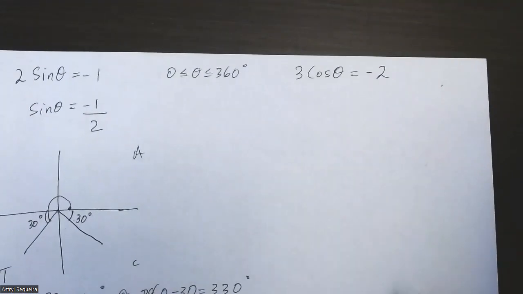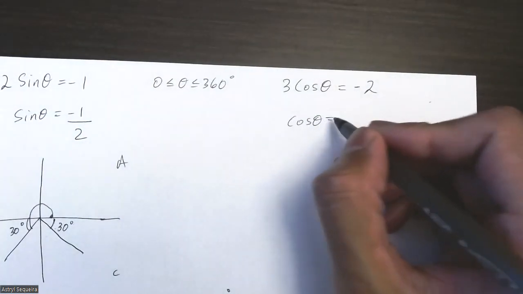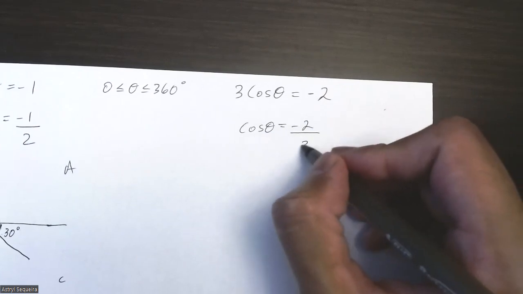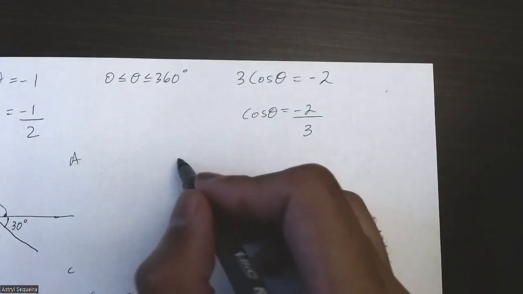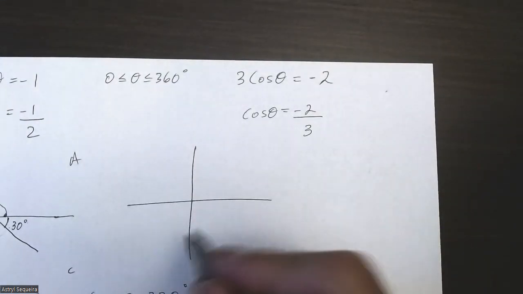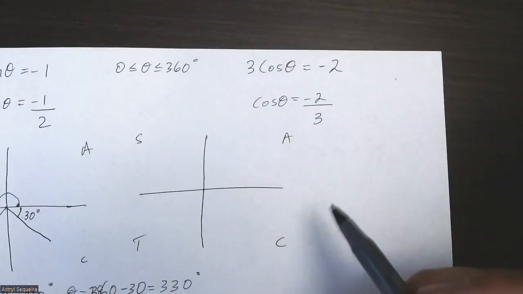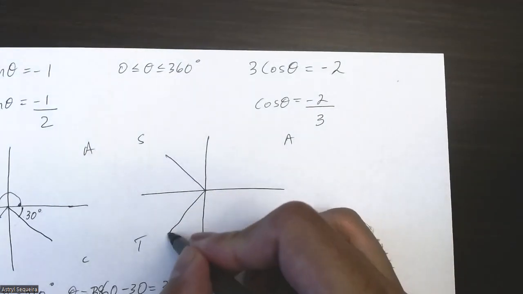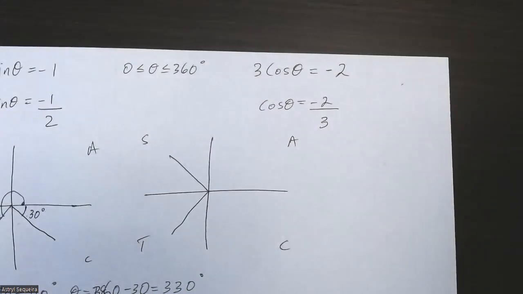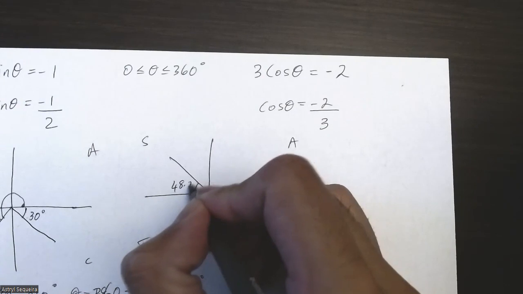Let's go to this second question over here. Again, I'm going to start by isolating my cos theta. So cos theta equals -2/3. Just have to divide the 3 on the other side. I'm going to do my CAST rule again. I know that cos is positive in A and C, which means cos is negative in S and T. To find my acute angle, I'm going to do the cos inverse of +2/3. In my calculator, I get 48.2 degrees. I'll round to 1 decimal place here.